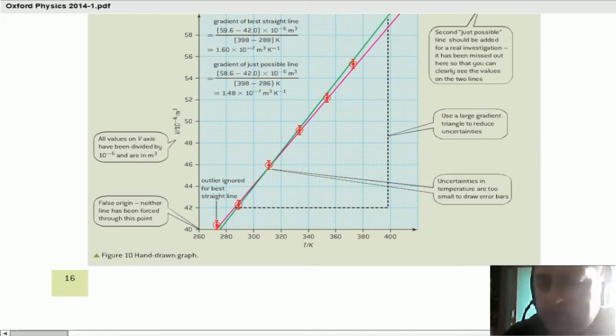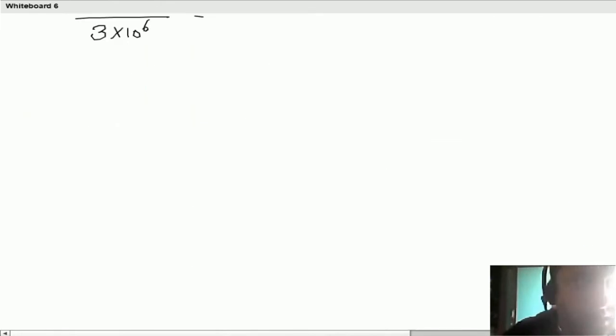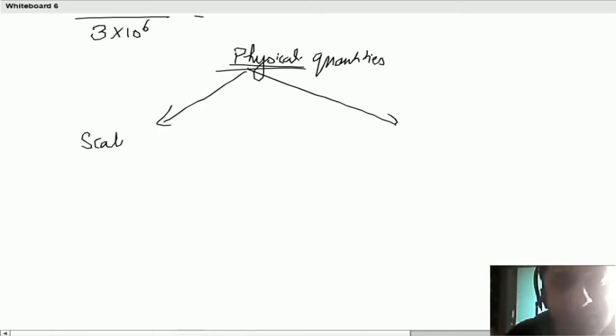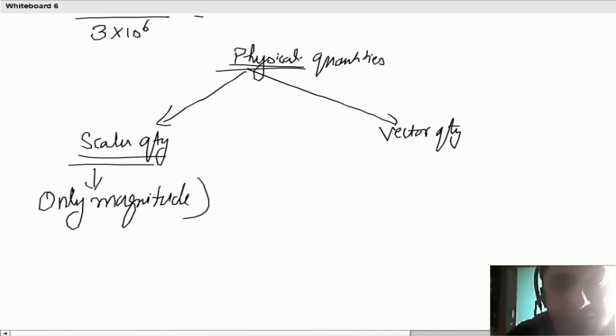Now, there are two types of quantities in physics. I'll just introduce this and then we'll discuss some questions. I told you we have fundamental and derived quantities, based on the formulas and all other things. But in physics, we also have two types of physical quantities. One is scalar quantity, second is vector quantity. Scalar quantity is the one which has only magnitude associated with it. Only magnitude, no direction.